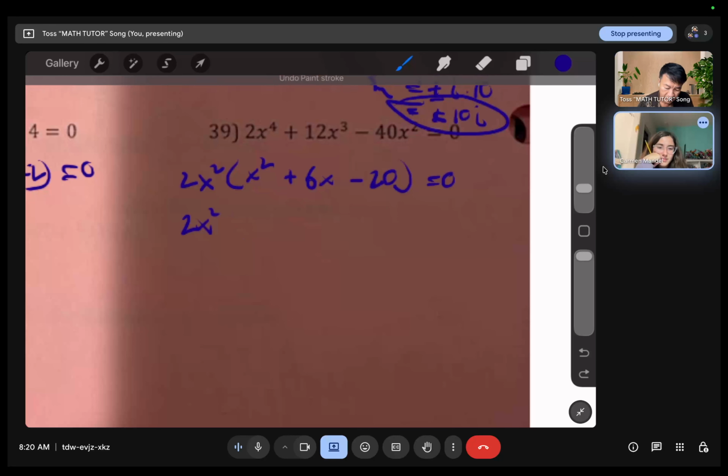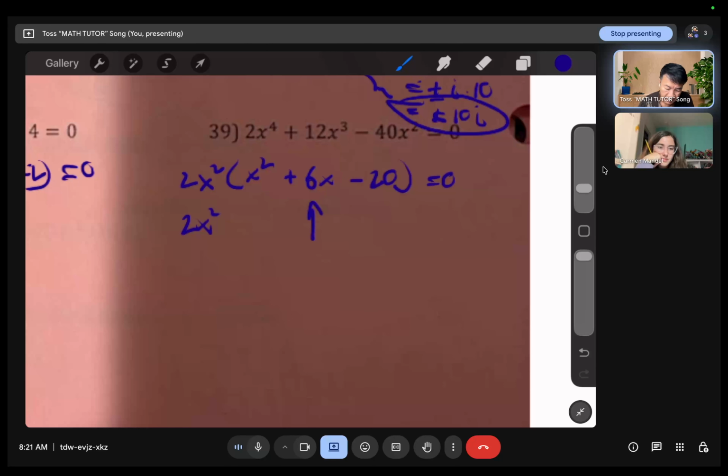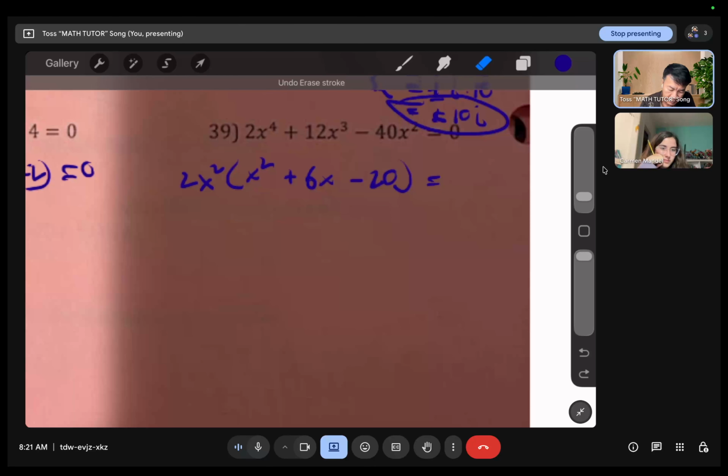Okay, so let me show it to you. That means we don't need this right now. Let's complete the square first, and then I'll bring this down later. I'll bring the 2x squared later. Okay, complete the square just for this. You take the 6, divide by 2, and then square it.